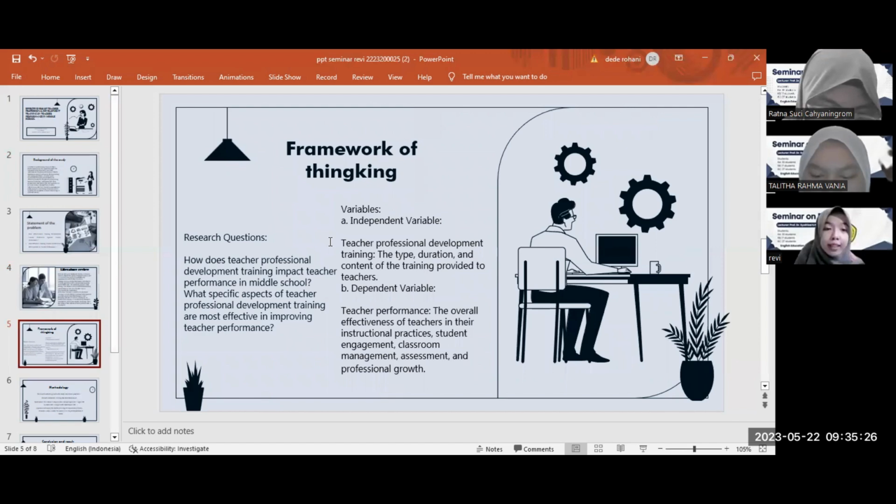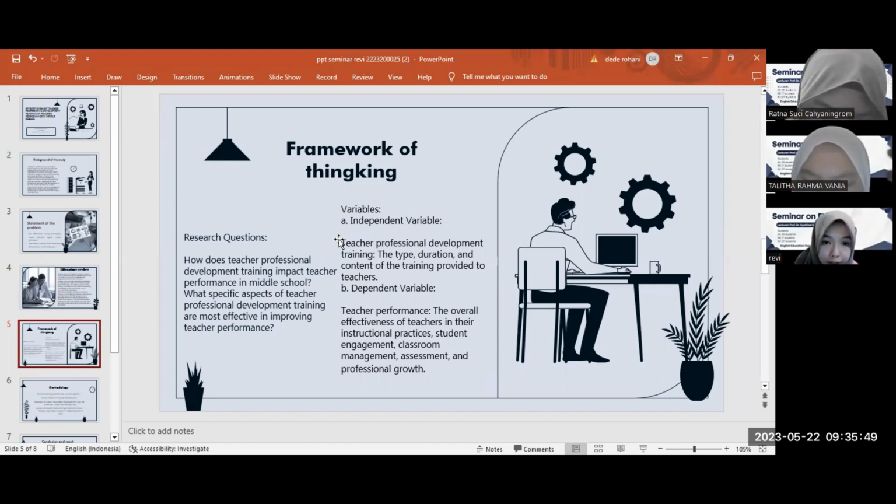Framework of thinking. Research question. How does teacher professional development training impact teacher performance in middle school? What specific aspects of teacher professional development training are most effective in improving teacher performance?